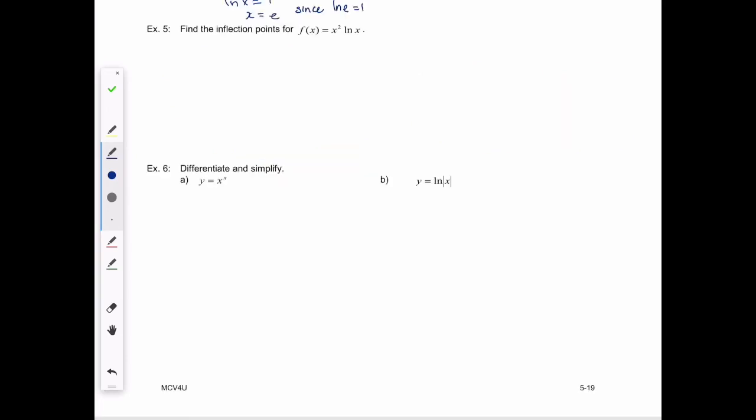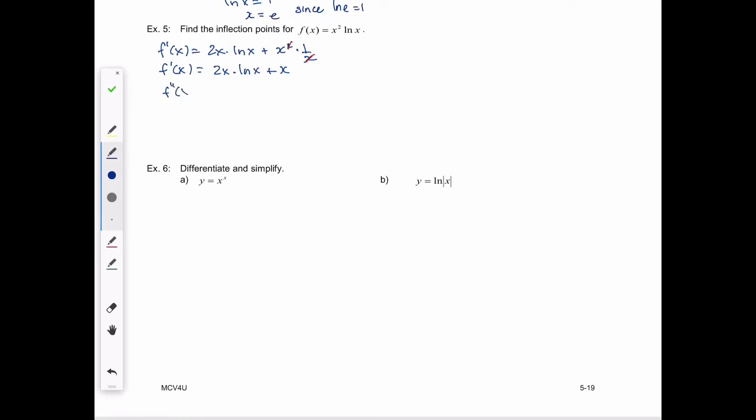Find the inflection points for f of x equals x squared ln of x. So what I'm going to do is I'm going to take the first derivative. So derivative of x squared is 2x times ln of x plus x squared times derivative of ln of x, which is 1 over x. We can see that one of these x's cancel out, and we get f prime of x, which is equal to 2x times the ln of x plus x.